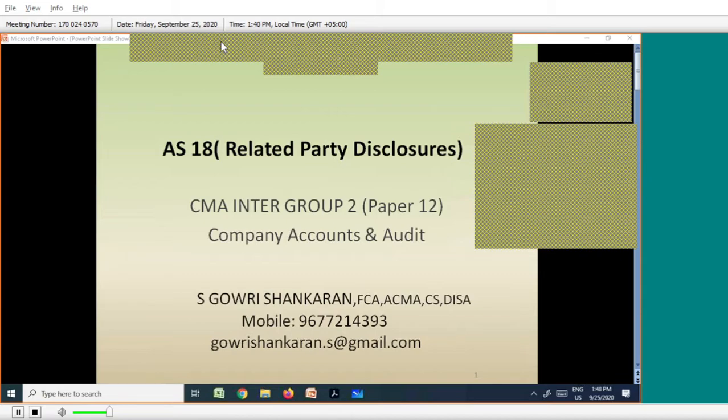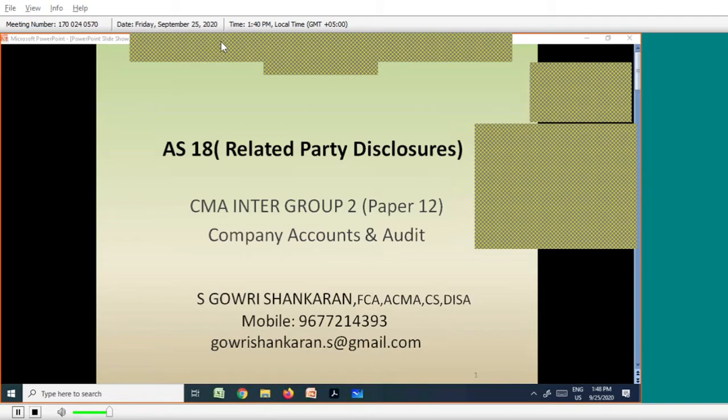There are many reasons why this AS 18 is introduced, mainly to make a disclosure to the investors and the stakeholders. What disclosure? Related party disclosures. Who is a related party? That is defined in AS 18. What type of disclosure we have to do? That is also mentioned in AS 18.